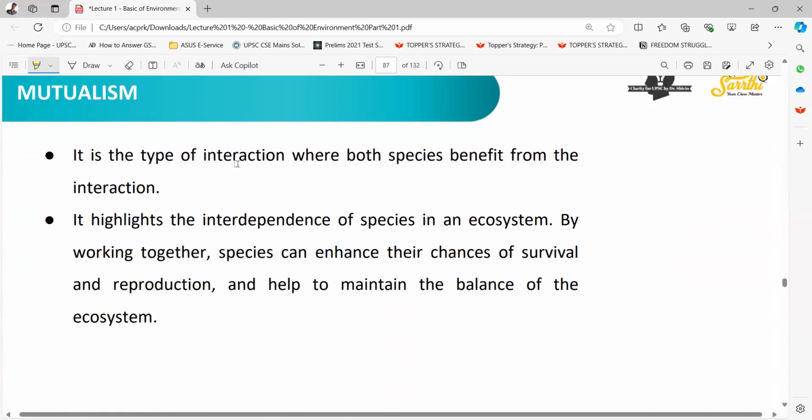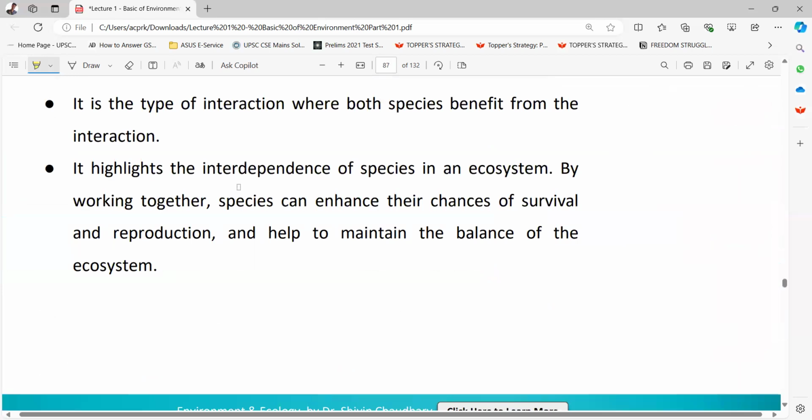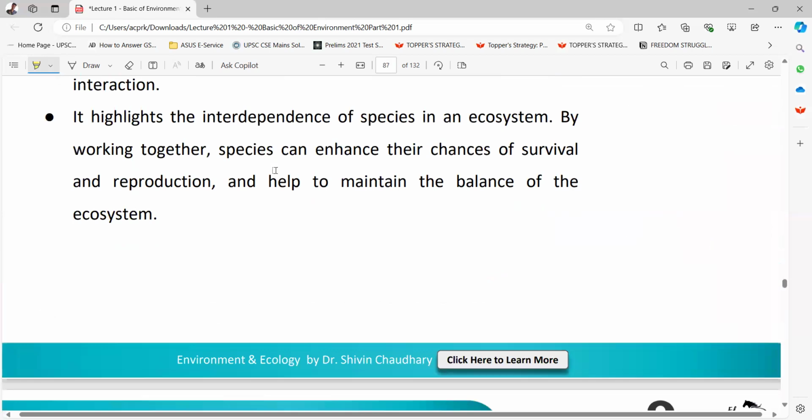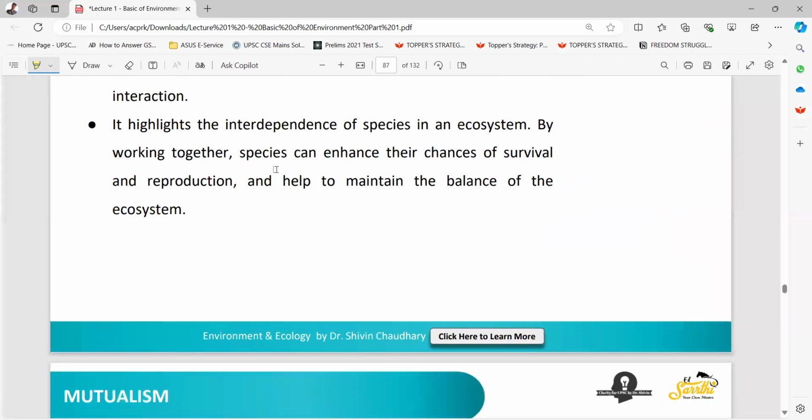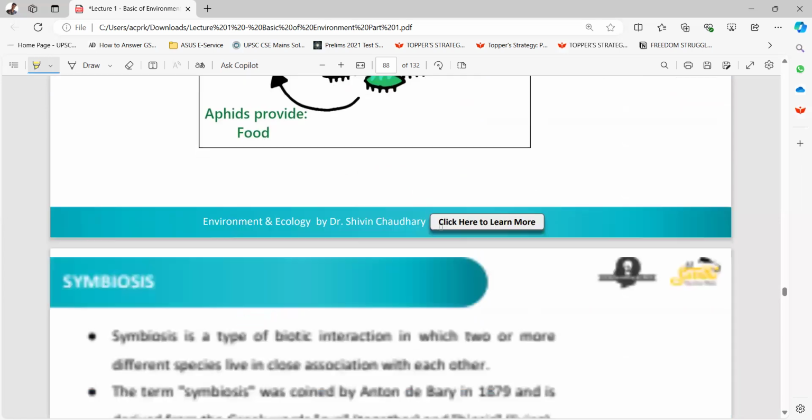Mutualism. It is the type of interaction where both species benefit from the interaction. It highlights the interdependence of species in an ecosystem. By working together, species can enhance their chances of survival and reproduction and help to maintain the balance of the ecosystem. Mutualism. Aphids provide food. In return, ants provide safety, transportation, and food.